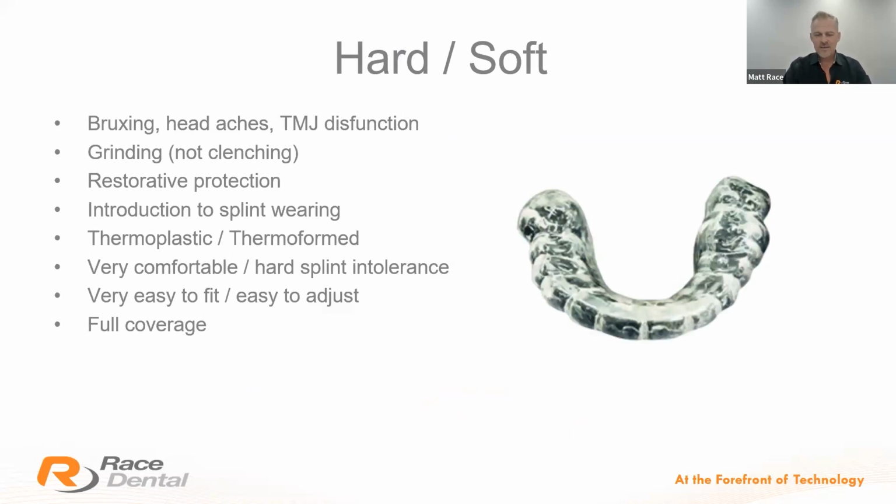It is a hard external or opposing surface, and it has a softer insert. It is thermoplastic and thermoformed. Great for bruxing, headaches, TMJ dysfunction, and grinding. Full coverage posterior, so not the best for clenching, but we see these often requested for restorative protection. Patients who have had crown and bridge work or veneers done. This is a very popular splint to protect the restorations.